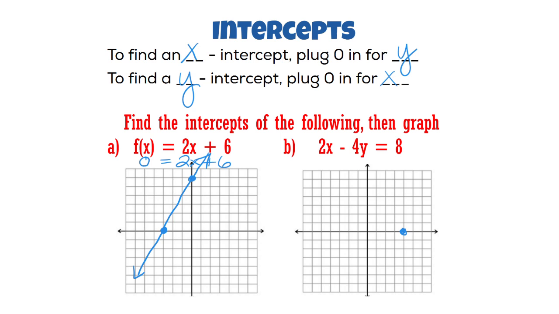Now let's try the other thing. To find the y-intercept, I'm going to plug 0 in for x, and this whole term goes away. What do you think the y is going to need to equal? You just divide by the negative 4. Your y-intercept should be at negative 2.